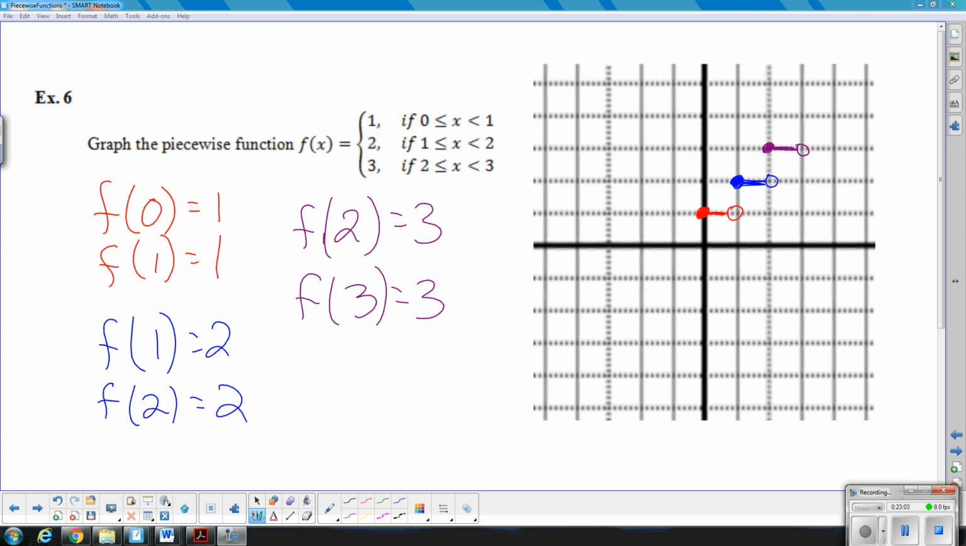So this next one is a piecewise function, which is a step function. So it's still a piecewise function, but it has a special name. The first part of our step is anything between 0 and 1, y equals 1. Anything between 1 and 2, y equals 2. And anything between 2 and 3, y equals 3. So again, use the circles to indicate that that point is not included in the graph, and use the dots to indicate the point is included in the graph.